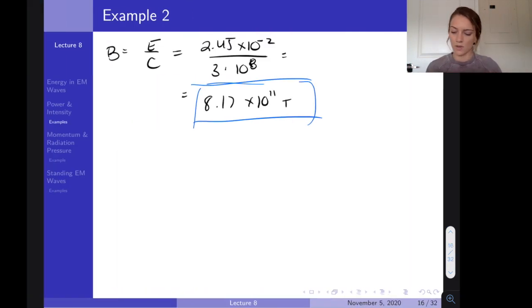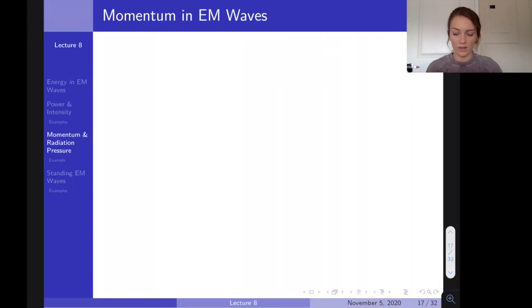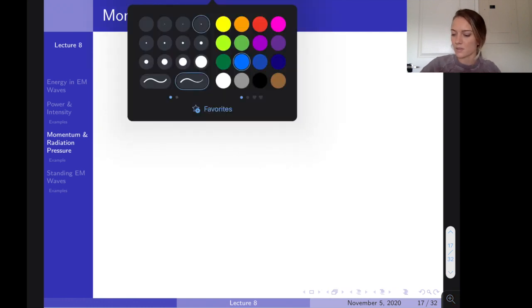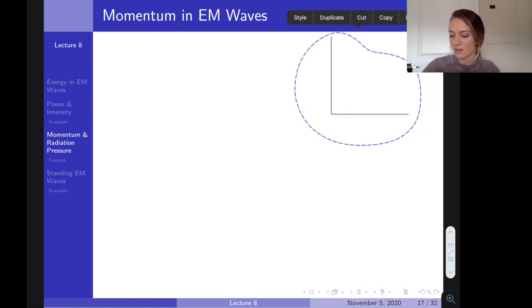Okay, so now let's move on to something that seemingly breaks Newton's laws. We're going to use a little bit from 7D here again, so I'm sorry if you guys thought you were done with the Biot-Savart law.